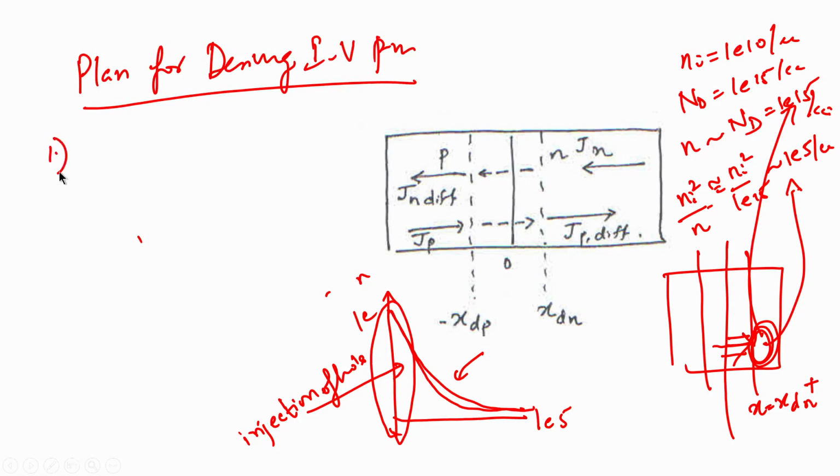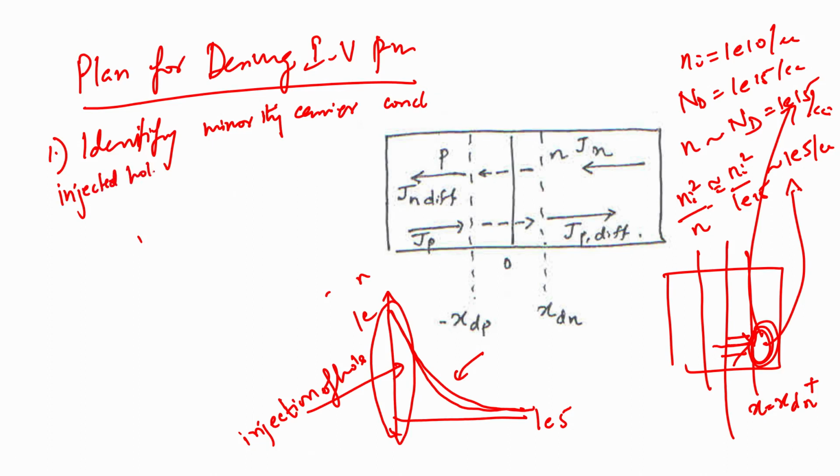The plan is first identify the minority carrier concentration on either side. That means it is the injected holes in the N side and injected electrons on the P side. We are going to identify the minority carrier concentration as a function of x, as a function of distance.